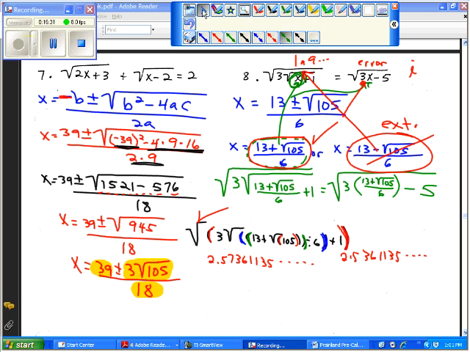Well, that's the end of what we're doing here on the algebra half of pre-calculus, and then after this, we'll go to the trigonometry half. All right, appreciate your attention.